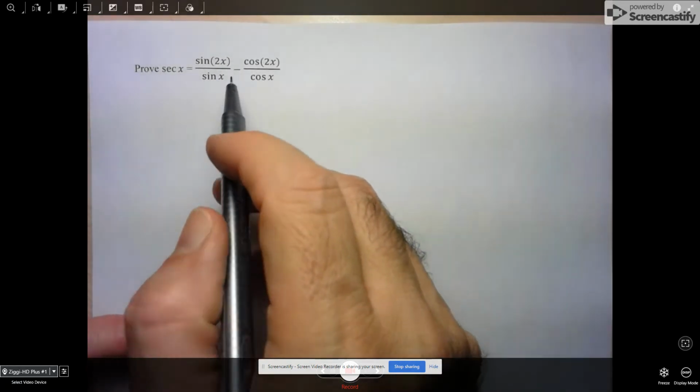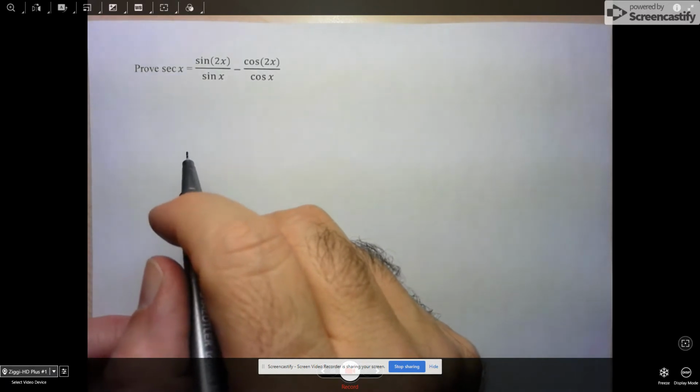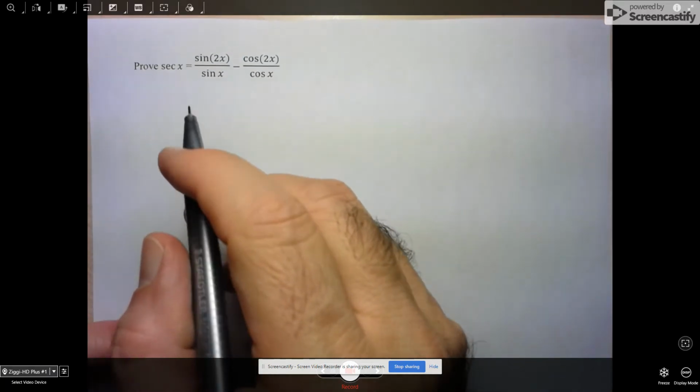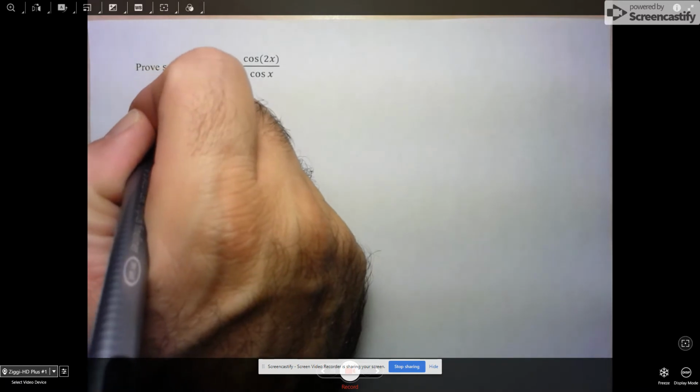Hi folks, we're going to take a look at this identity that they're asking us to prove. All right, so first thing we have to decide is what side we're going to start manipulating. Since we can't treat this as an equality, we have to prove that it's an equality. So here it's clear that the right-hand side is the one that offers more opportunities for manipulation. So I'm going to start with the right-hand side here.